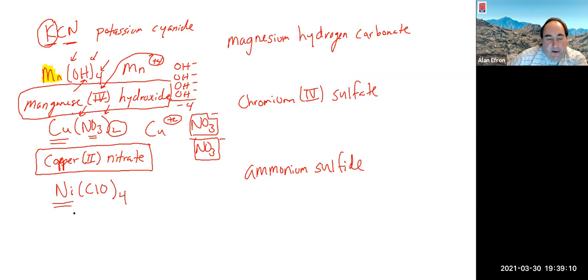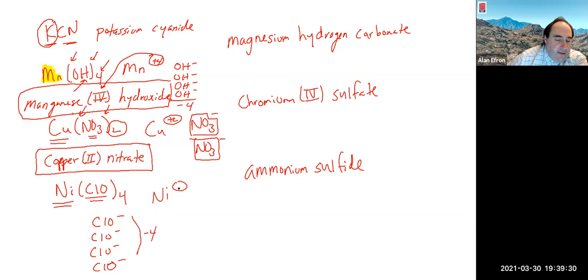Down here, that's nickel, also a transition metal, so we'll need a Roman numeral. Following the same approach, we know ClO minus is hypochlorite, and there are 4 of them, which gives it a -4 overall. That means our nickel should be +4, and our name should be nickel Roman numeral 4. Even though there are 4 of these hypochlorites, it will still be called hypochlorite. Any questions on the names, or where any of the parts came from?